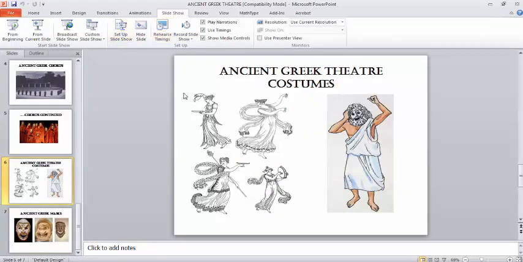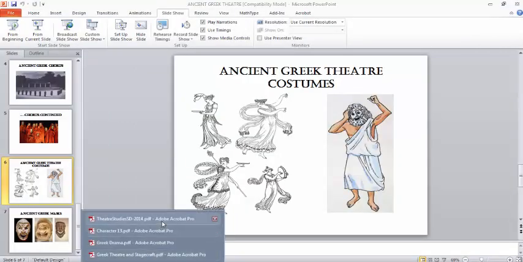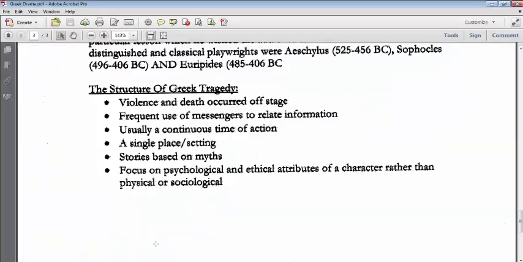In terms of their costume, often the actors just wore simple togas. The stagecraft was fairly minimal at the time. But in terms of some of the features, I'm just looking for a handout which talks a little.